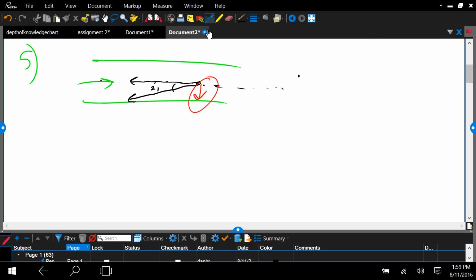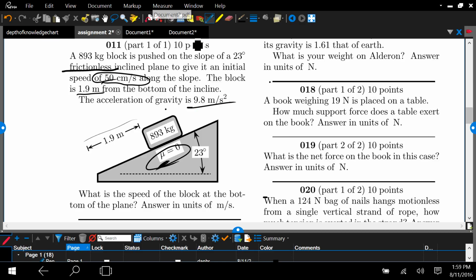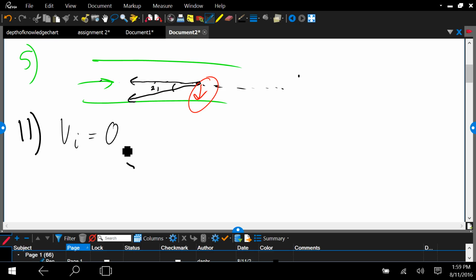So one thing I want to do here for number 11 is make a list of what I know and don't know. I know this number was 50 centimeters per second. I'm going to convert that to meters per second so that all of the units match between velocity and acceleration, because acceleration was in 9.8 meters per second squared.